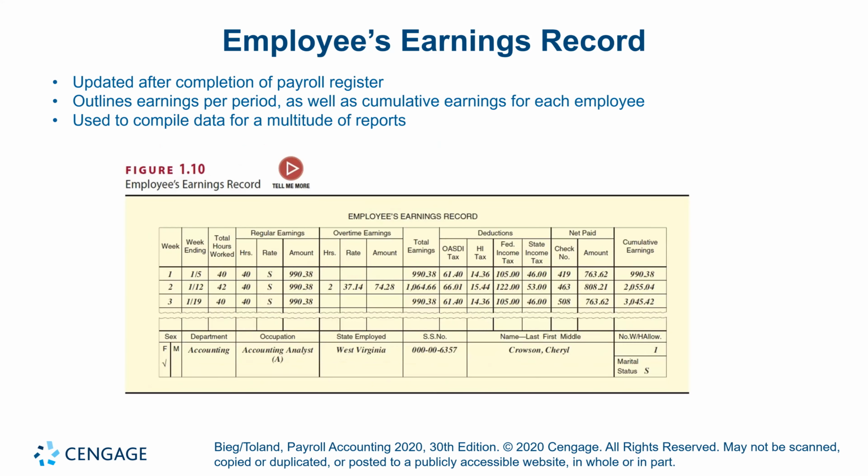So, all right, employee earnings records. Again, the employee earning record is just for that individual employee for each week of earnings. It is updated after completion of the payroll register, outlines earnings per period as well as cumulative earnings for each employee, and is used to compile data for a multitude of reports. For example, at the end of the year we use it to compile the information for the W-2. The W-2 shows all earnings for the entire year for that company, for that employee. And the W-2 is what we use to file our personal taxes at the end of the year.